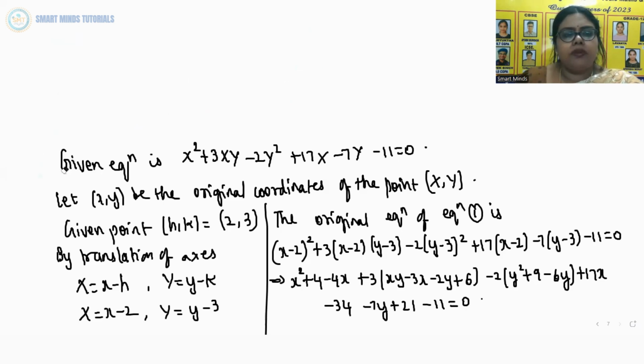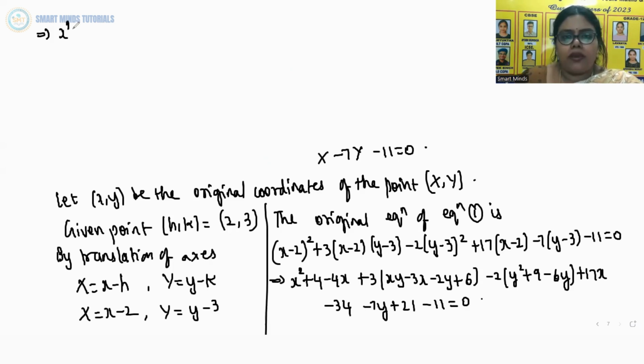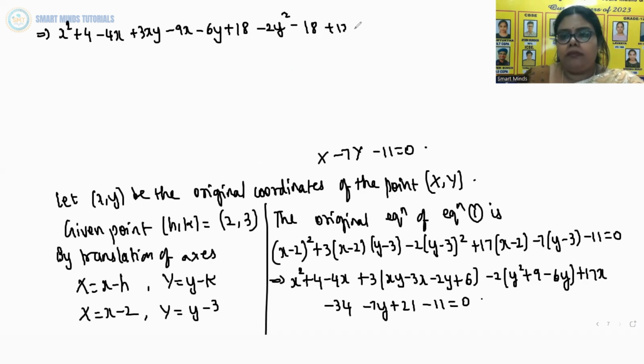So how to further simplify? Now you see x square plus 4 minus 4x. Now I multiply this 3 inside. So we get plus 3xy minus 9x minus 6y plus 18. Now I multiply minus 2 inside. So minus 2y square minus 18 plus 12y plus 17x minus 34 minus 7y plus 21 minus 11 is 10, is equal to 0.